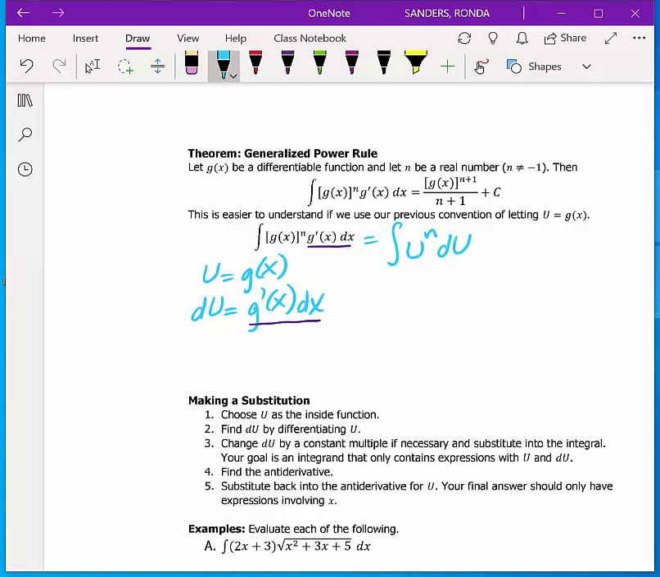We use the power rule for antiderivatives to get u raised to the n plus 1 divided by n plus 1 plus c, and then we substitute back for u to get g of x raised to the n plus 1 divided by n plus 1 plus c.